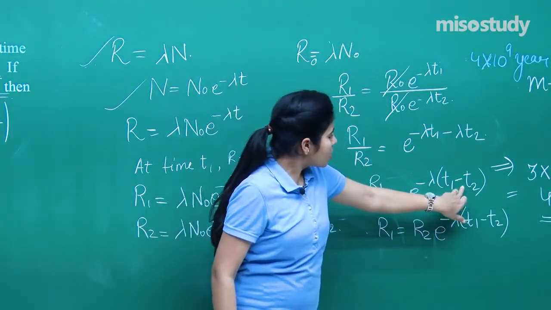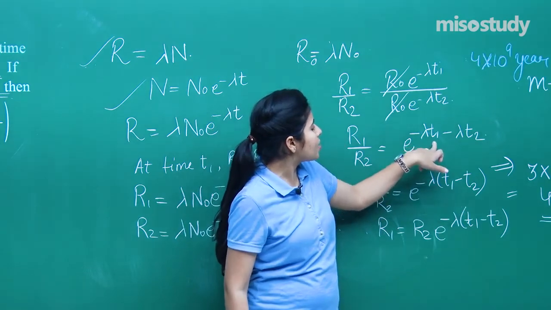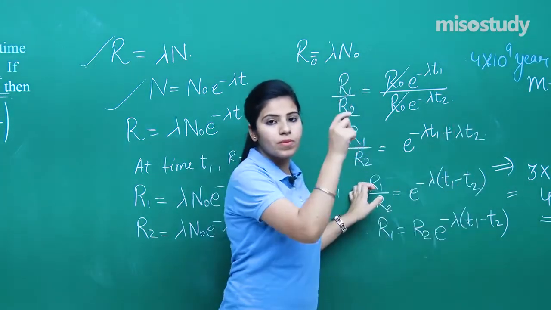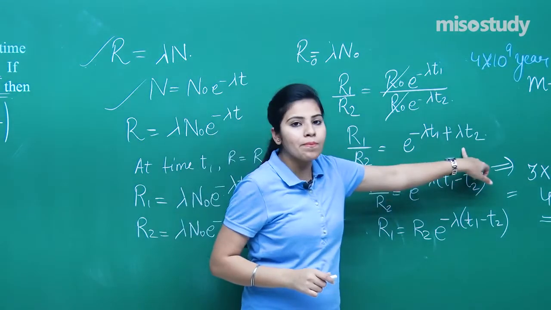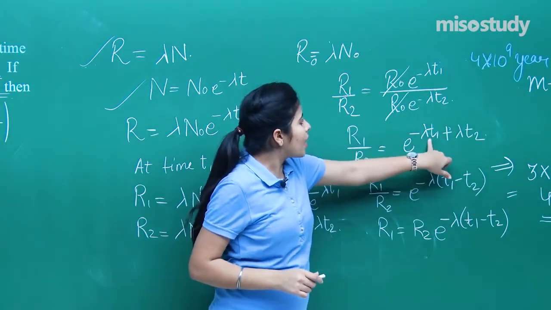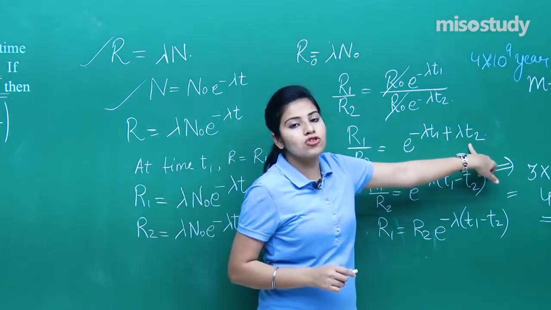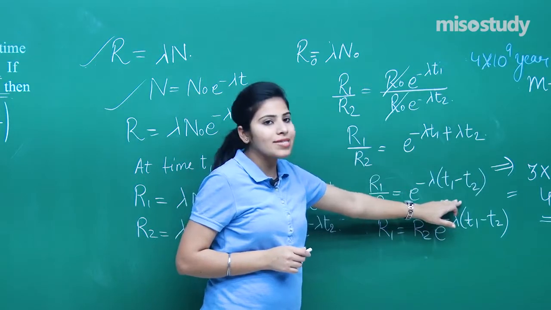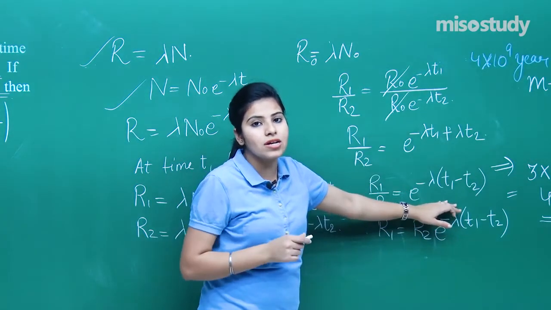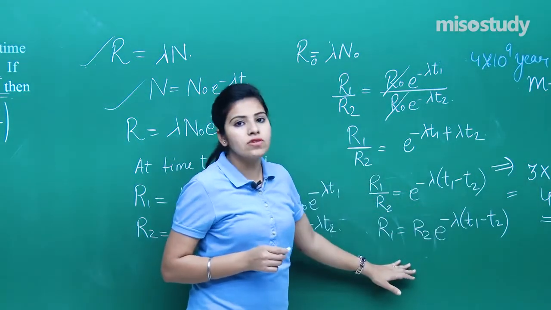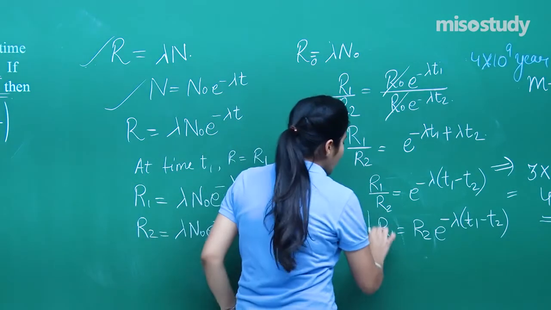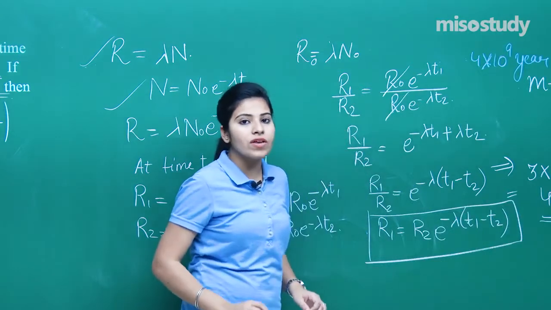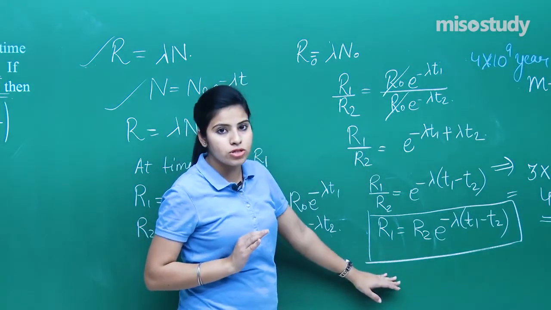Is this correct? I think there must be, because there is minus lambda, it would be plus. When it will go up in the numerator, it will become positive. So e raised to the power minus lambda t1 plus e raised to the power lambda t2. So if you take the decay constant common outside, your relation will be somewhat like this. So I have this relation. Now I have to verify whether this is present in the options or not.